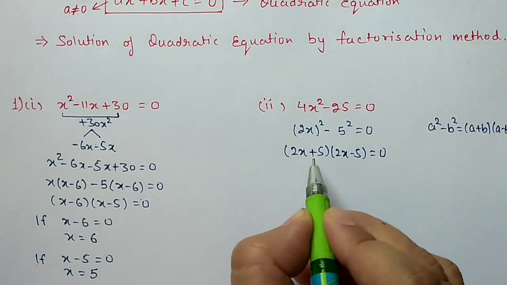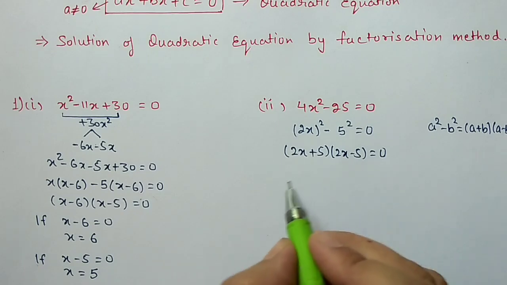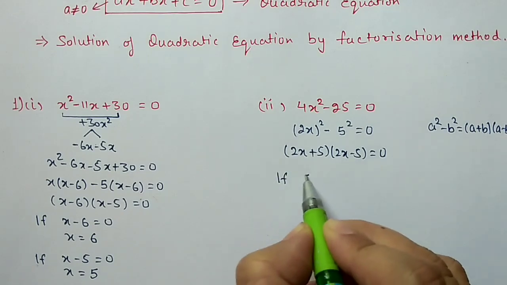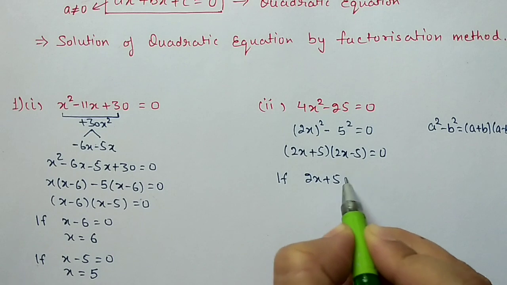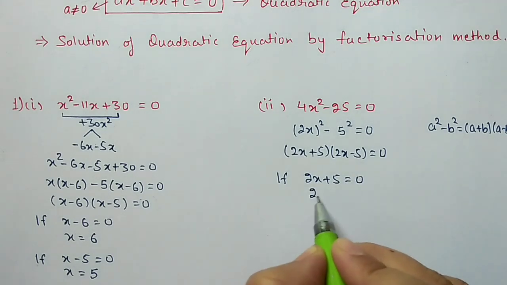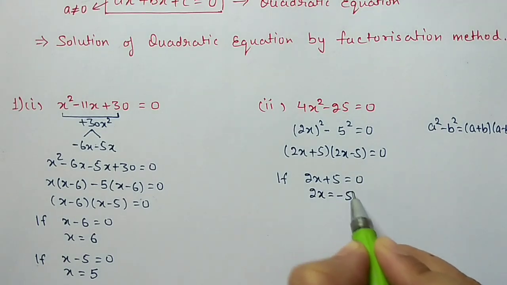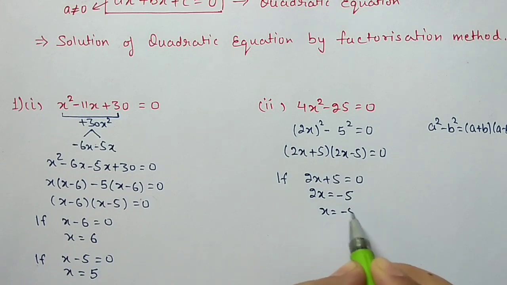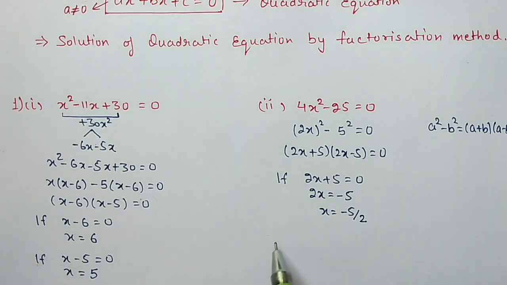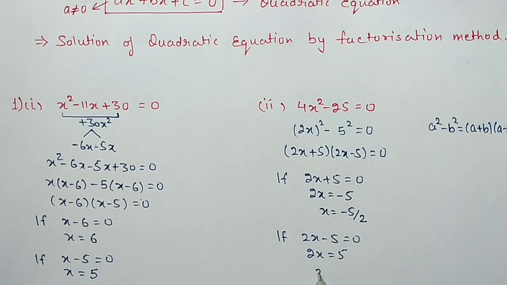So maybe this first bracket is 0 or this second bracket. If we take 2x plus 5 equal to 0, in this case 2x value will be minus 5 and x value will be minus 5 by 2. And second, if this 2x minus 5 is equal to 0, in this case 2x will be 5 and x value will be 5 by 2.